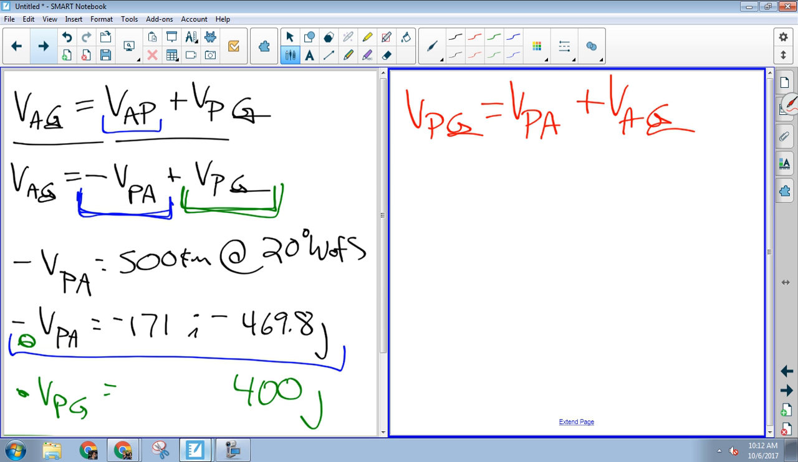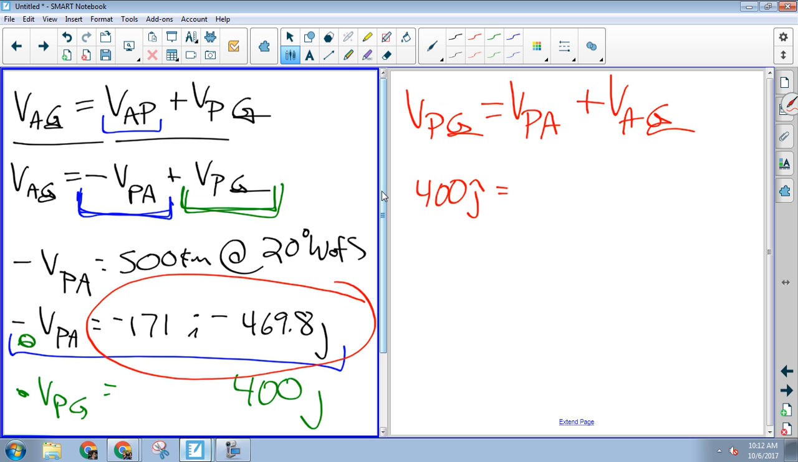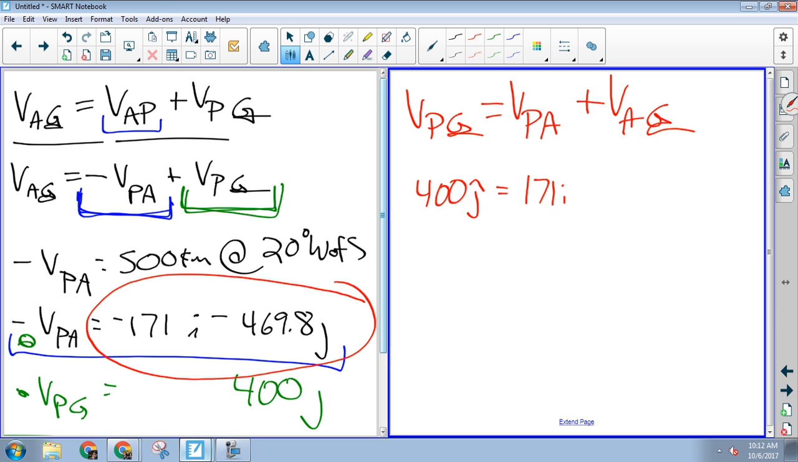So the velocity of the plane relative to the ground was 400 j, right? Is that correct? Yep. Equals the velocity of the plane relative to the air. That's this, but with my signs flip-flopped, right? So it'll be positive. So that's 171 i plus 469 j, plus the velocity of the air relative to the ground, which is the thing we're looking for. So this is cool. Oh, yeah.